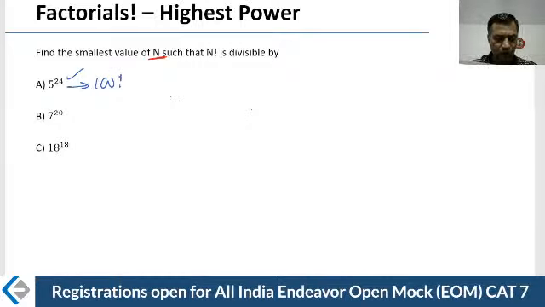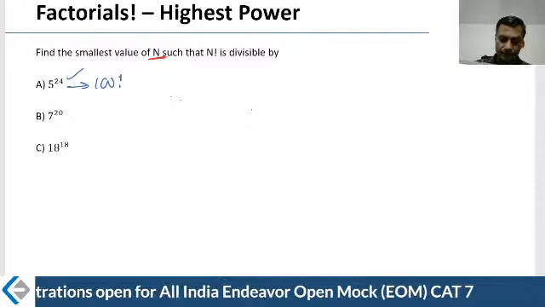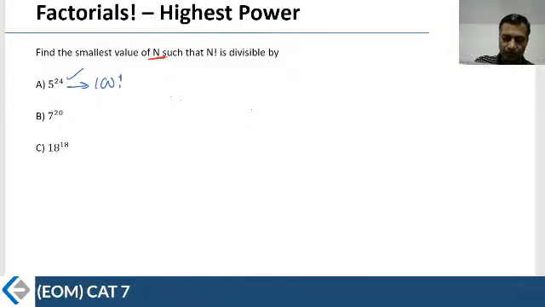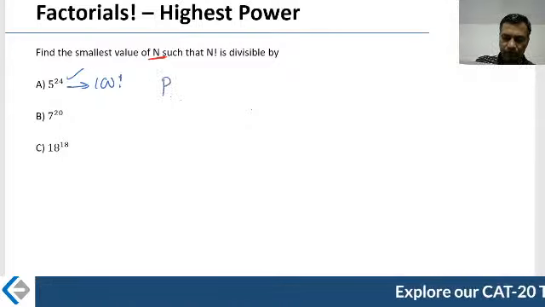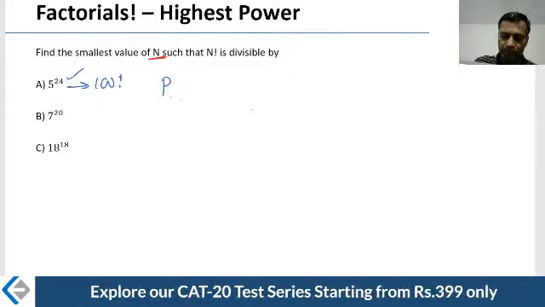But how do I get it? Just now I did it some time back, therefore I know it is closer to 100. What if I didn't know about this? How do I get this? This is how you get it. This algorithm works only for a prime number. Take a prime number raised to power k in n factorial.